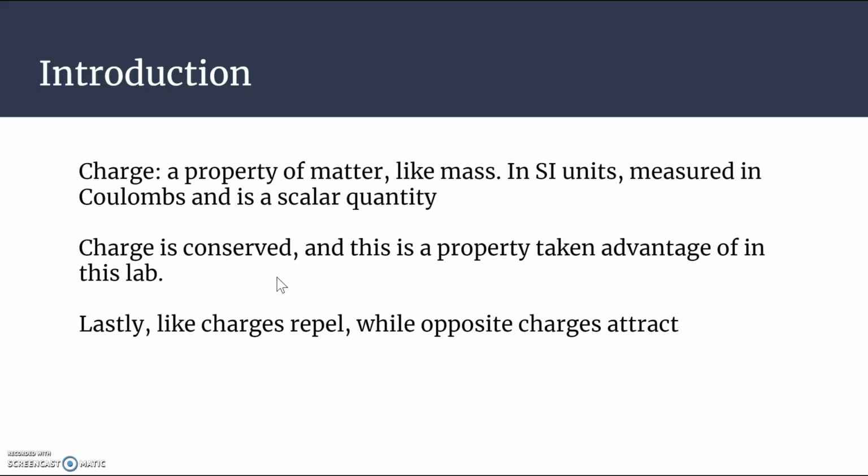To start off, charge is a property of matter just like mass. In SI units, it is measured in coulombs and is a scalar quantity. Charge is also conserved in a system, and this is a property that is taken advantage of in this lab. And finally, like charges repel, while opposite charges attract.